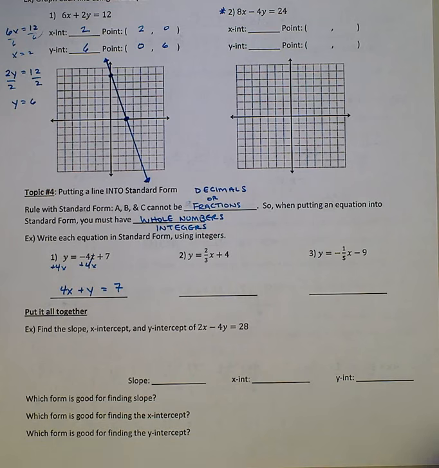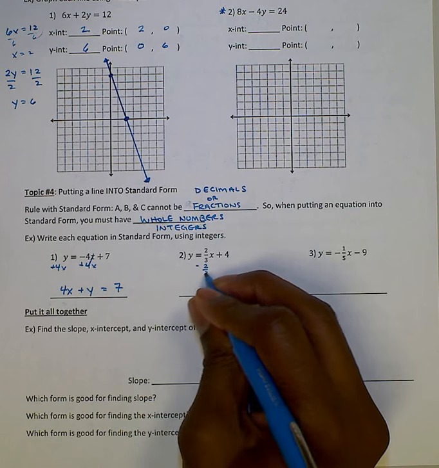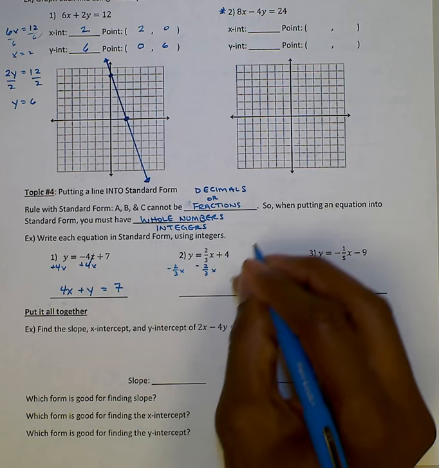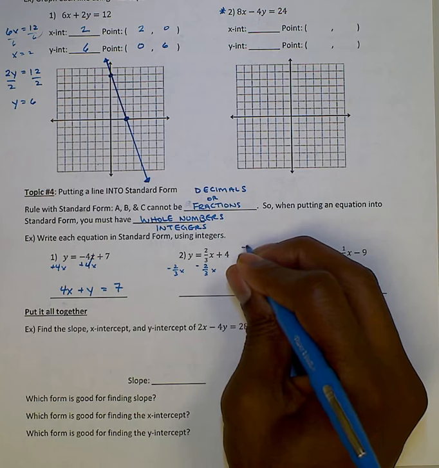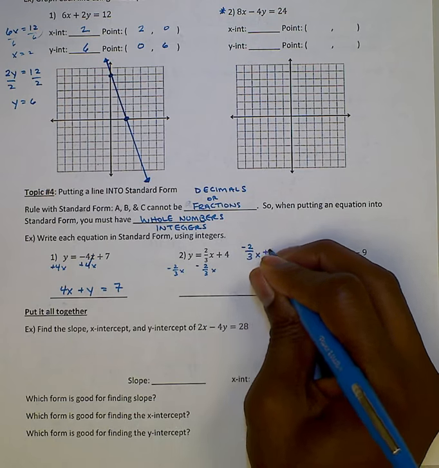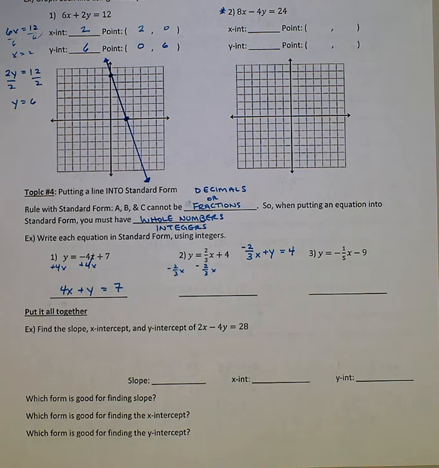For the second problem, we still want to get x and y on the same side. I'll subtract 2/3 x from both sides. Remember that those aren't like terms, so it's not like I can just put these together in any kind of way. So I have negative 2/3 x plus y equals 4. Now remember what I said, that A, B, and C cannot be fractions or decimals. And so I need to find a way to get rid of this.